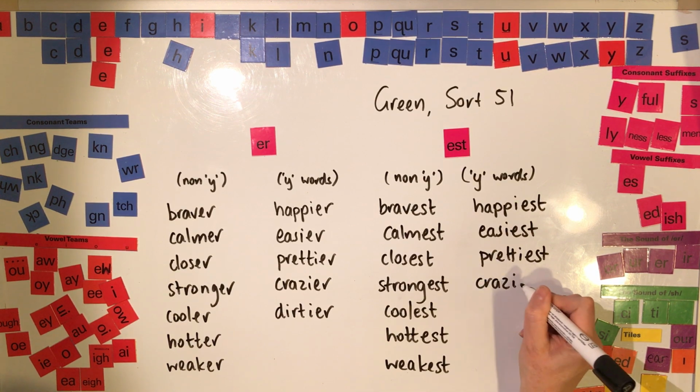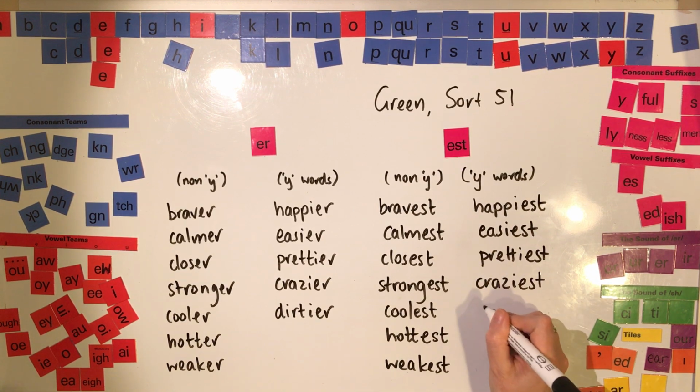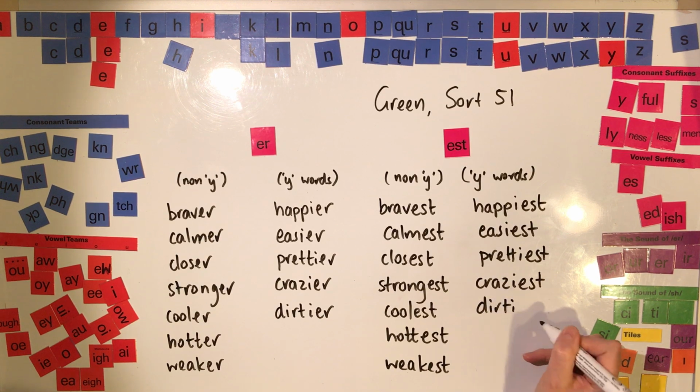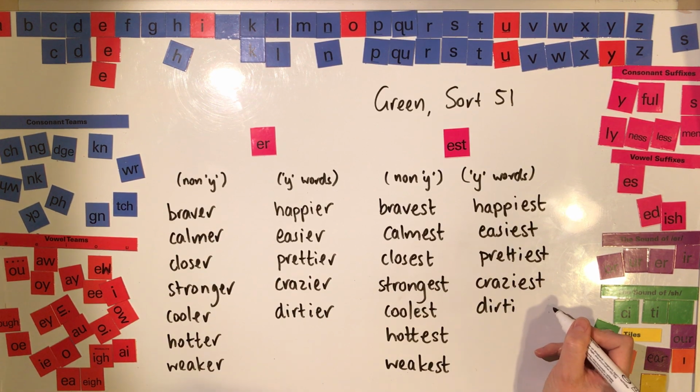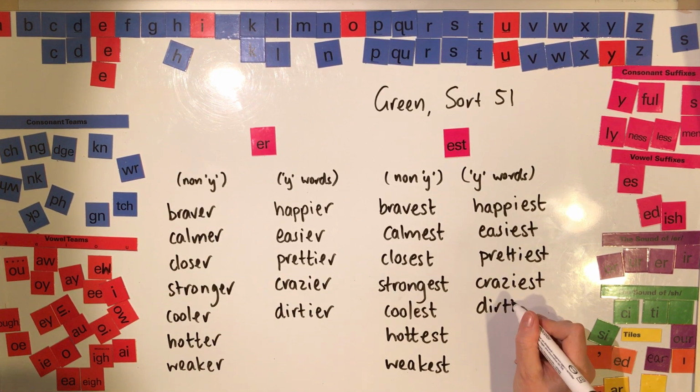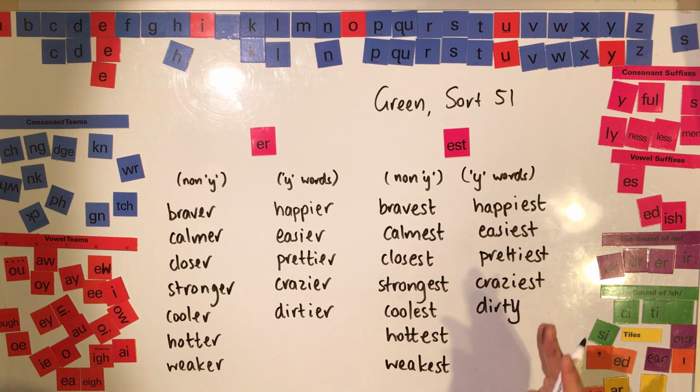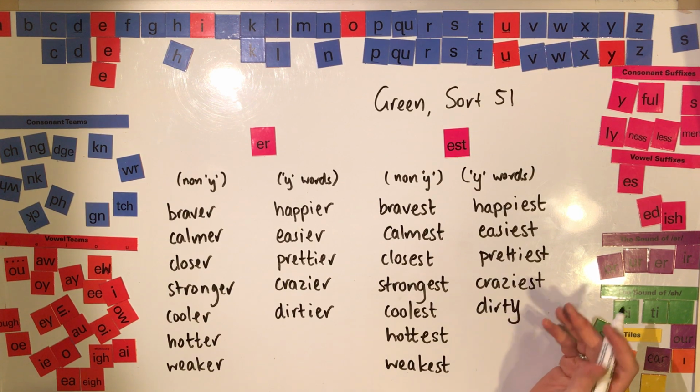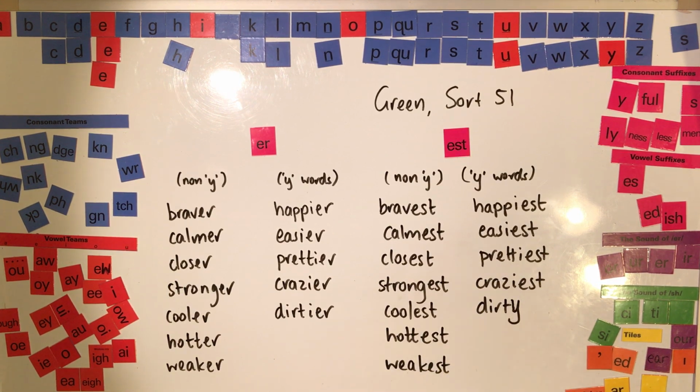Craziest. Dirtiest. Now if you ever wrote dirty, planning on putting the ending, you think, oh, actually no, I don't want the ending. Well, the I's going to have to go away and Y will have to come back because you cannot finish a word with an I. And then you change your mind again, you go, oh, no, actually I do want to write dirtiest. Well, then you're going to need to get a rubber and rub out Y because I will come back if it's not ending the word.